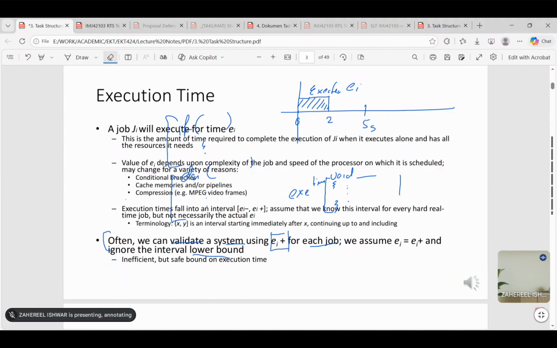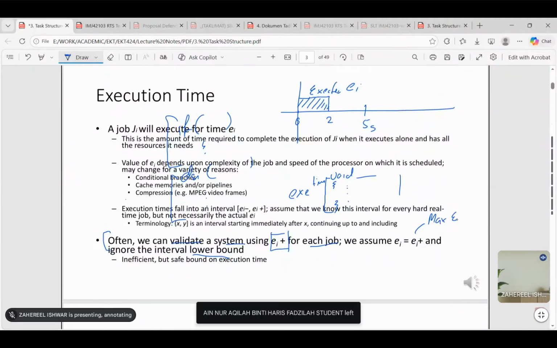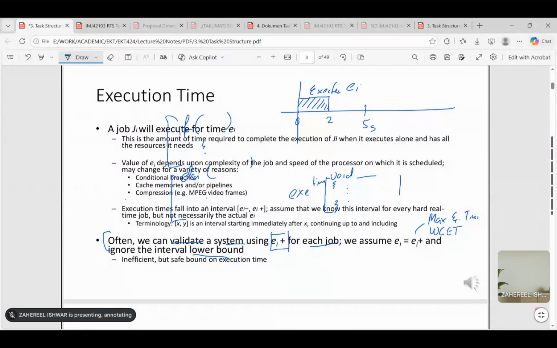Anyone has any idea? Kenapa kita ambil E sub I plus, not E sub I minus? This is the maximum execution time, no, we say. Okay, E sub I plus is the maximum execution time. Or technically, we call them worst case execution time. Why?